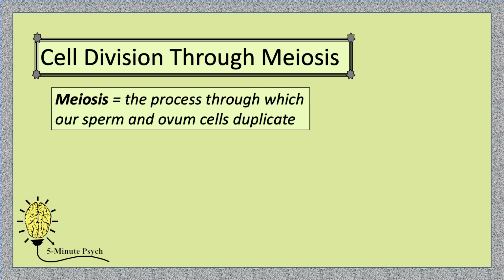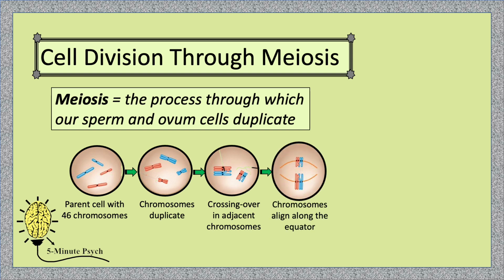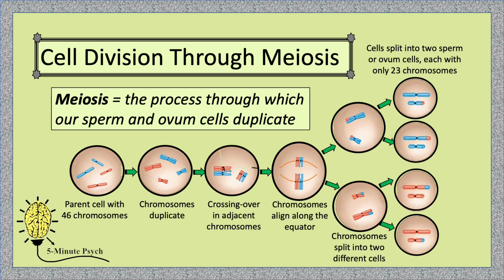With meiosis, the cell first duplicates its 46 chromosomes, but then adjacent chromosomes mix up their genetic material through a process called crossing over. This then creates unique combinations of genes on the chromosomes. Like mitosis, this cell then divides into 2 new cells, each with 46 chromosomes, but then unlike mitosis, each of those cells then divides into 2 sperm or ovum cells containing 23 genetically unique unpaired chromosomes.